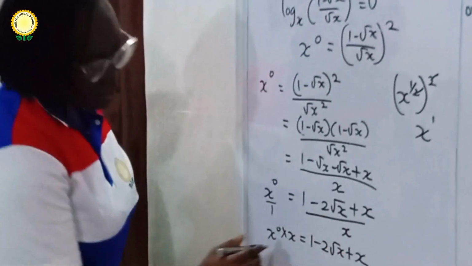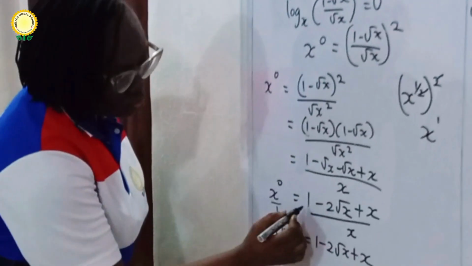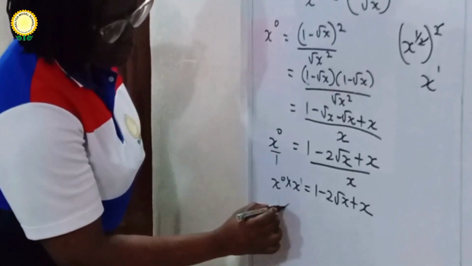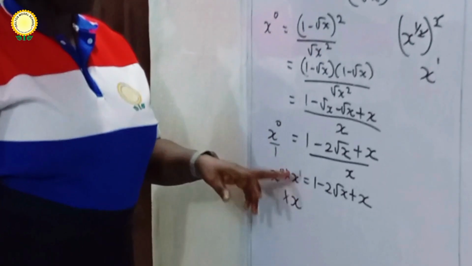You can take your time to play the video again if there is anything you don't understand here. So we have x raised to power 0, which is 1, times x. x raised to power 0 times x raised to power 1.